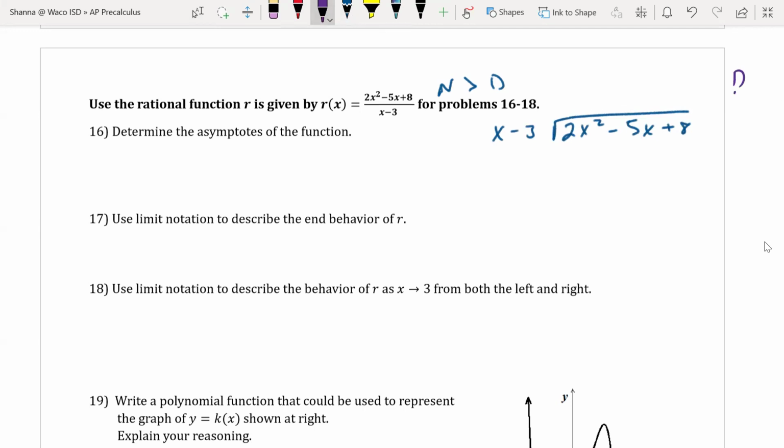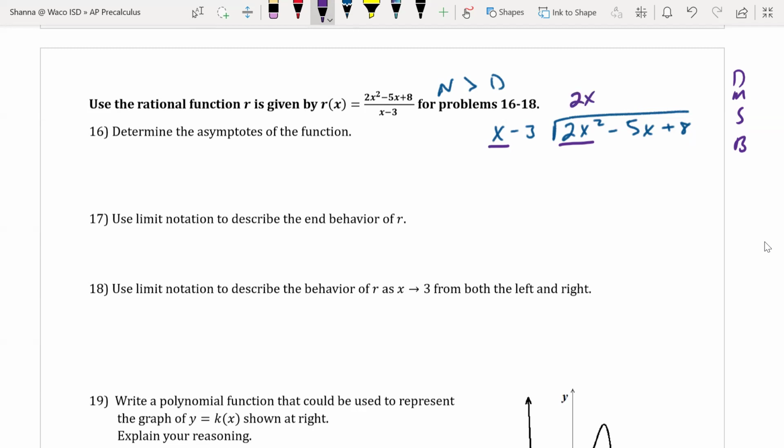Remember, does McDonald's sell burgers? What that means is you divide, multiply, subtract, bring down. Divide, multiply, subtract, bring down. So we're dividing. So 2x squared divided by x. What is that? It's just going to be 2x.